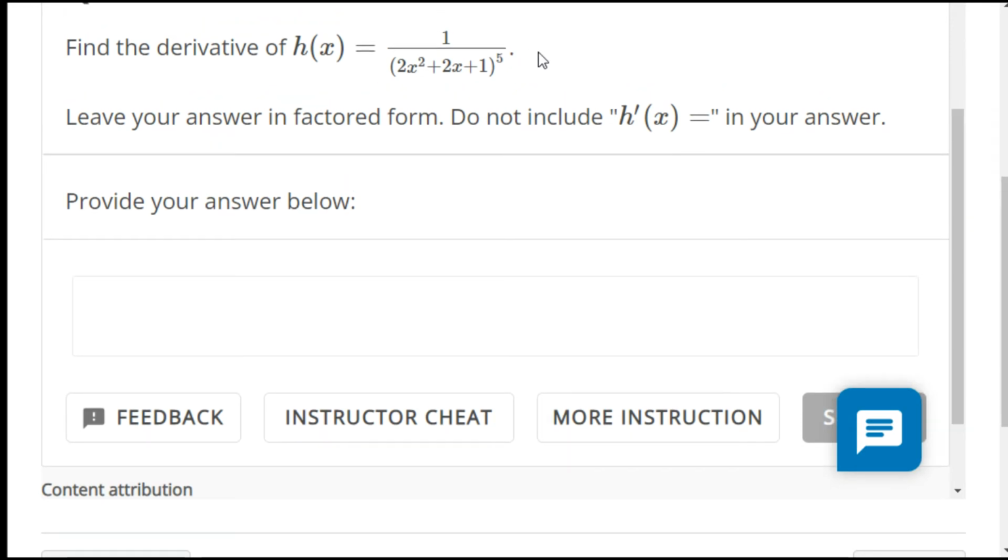See, now here's one that you're probably not going to FOIL out. Not FOIL, but multiply that out. But you won't. It's to the 5th power. That's way too much trouble.